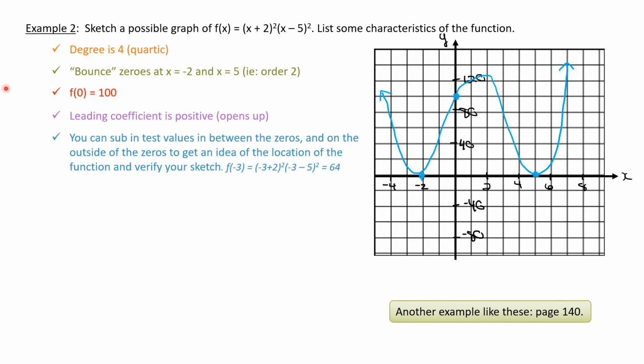The last thing we can do is you can sub in test values in between the zeros and on the outside of the zeros just to get an idea of the location. So if you're not quite sure if you've got this shape right, you can sub in.